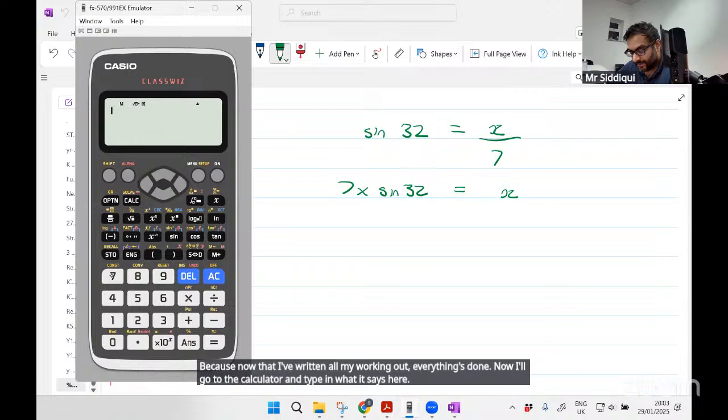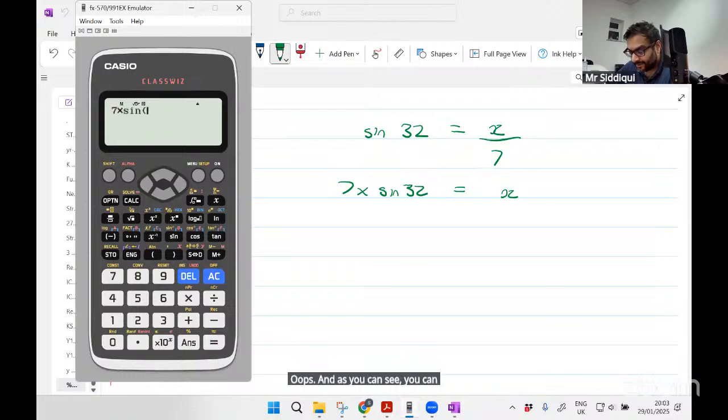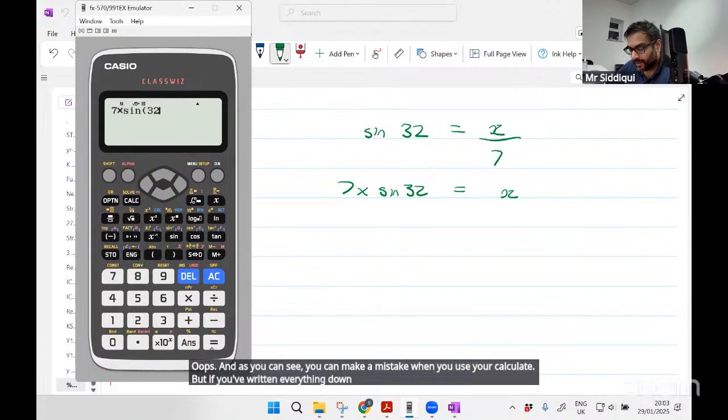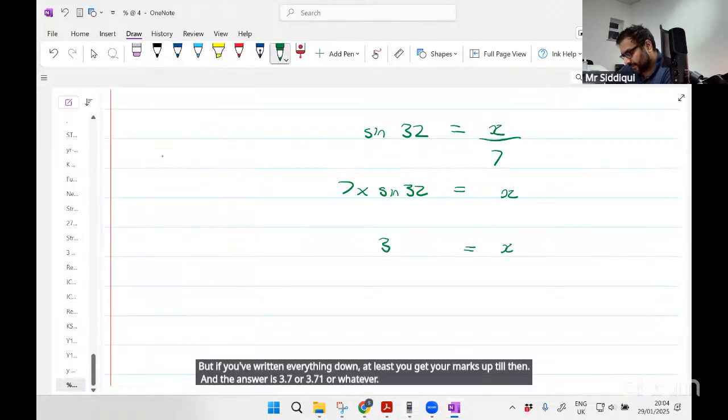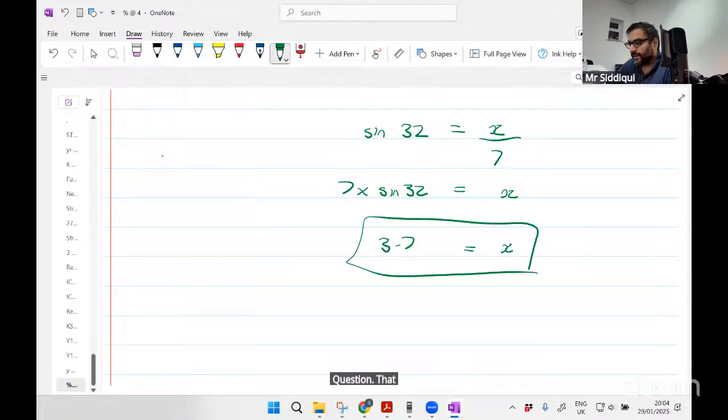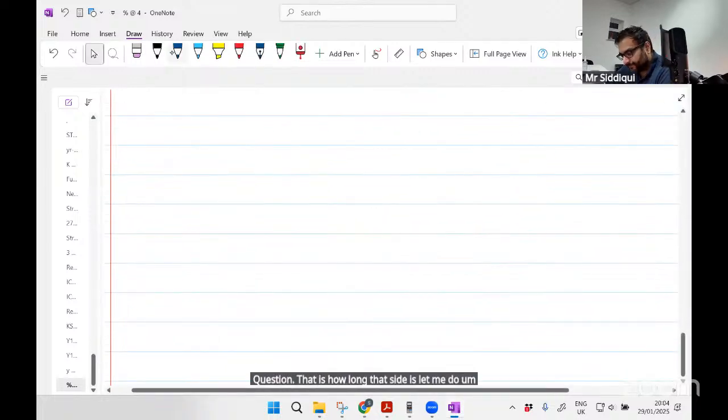Oops. And as you can see, you can make a mistake when you use your calculator. But if you've written everything down, at least you get your marks up till then. And the answer is 3.7 or 3.71 or whatever for that question. That is how long that side is. Let me do 2 more, and then I will move on.